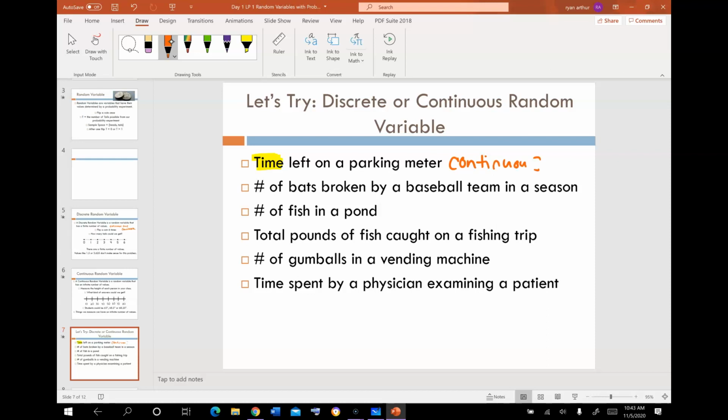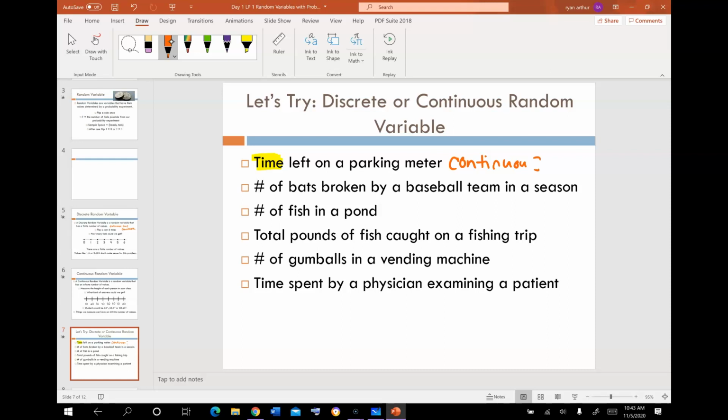Okay? The number of bats broken by a baseball team in a season. Well, baseball bats. Those are whole objects, right? We can't say you're going to go hit with half a bat, are you? You're always going to hit with a whole bat. So you can count that.